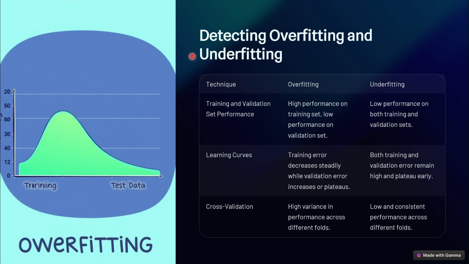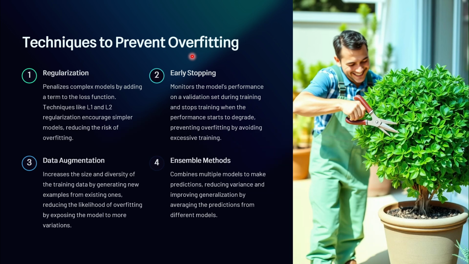There are several ways to prevent overfitting. Regularization. Regularization adds a penalty to the loss function to stop the model from becoming too complex. L1 and L2 regularization are common techniques that encourage simpler models.